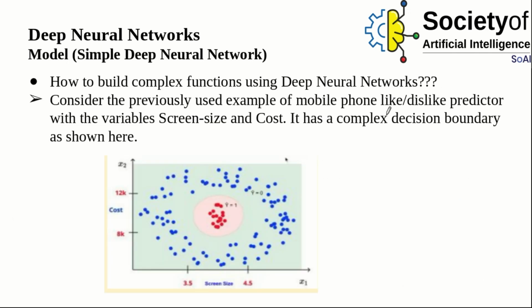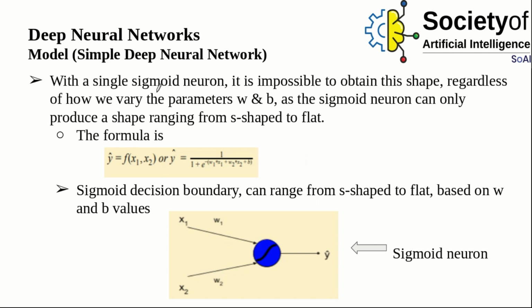Now, how to build a complex function using deep neural networks or DNNs? Consider the previously used example of the mobile phone like or dislike predictor with variable screen size and cost. It has a complex decision boundary as shown here. As we had seen in the last video, it was supposed to be a circular-like decision boundary. So, with a single sigmoid function, it is impossible to obtain this shape. We have discussed this earlier. Regardless of how we vary the parameters w and b, a sigmoid neuron can only produce a shape ranging from an S shape to flat.